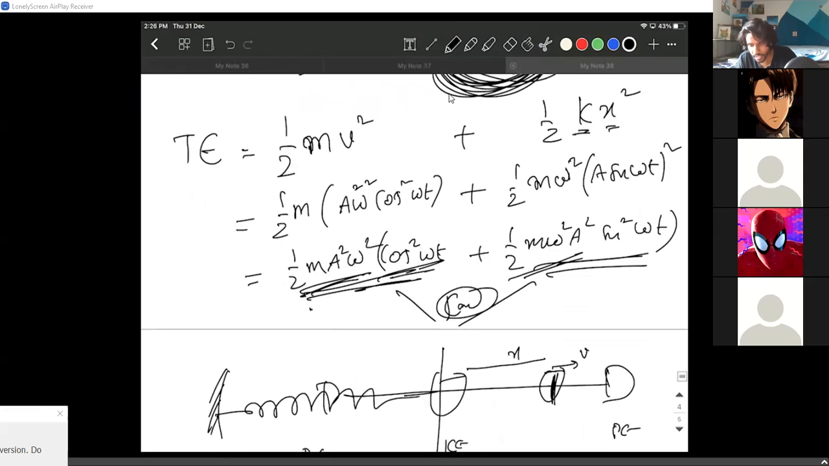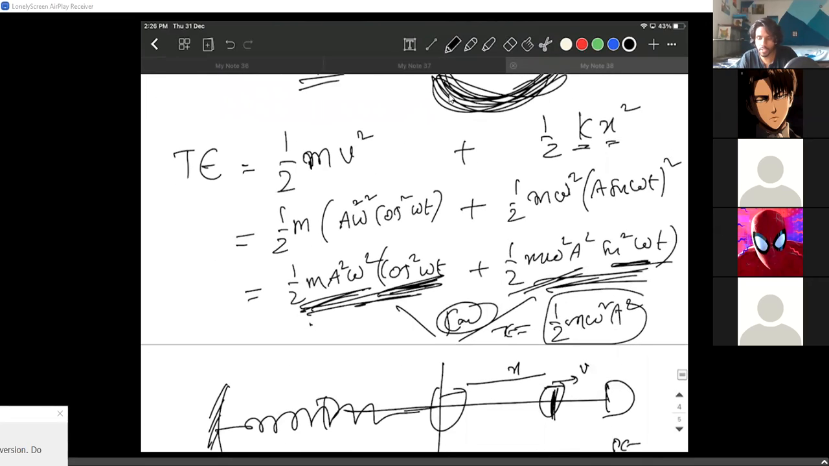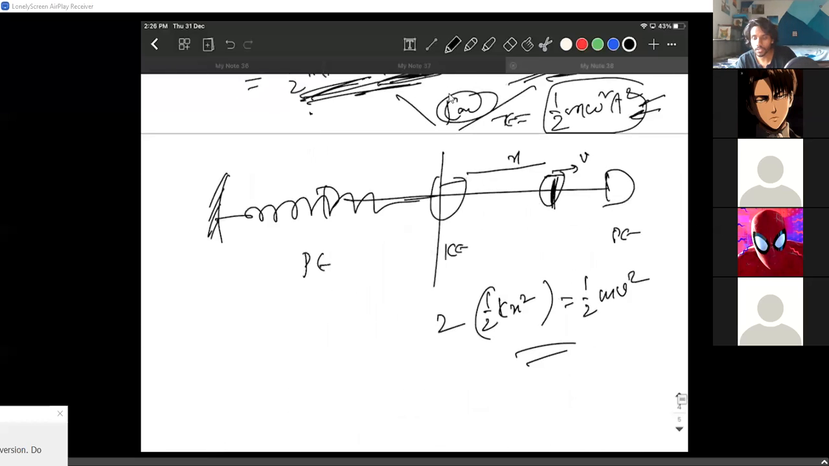Clearly, this value is varying, this value is varying, but when you add it, you get cos square theta plus sine square theta, which is actually equal to 1. So you will definitely get only half m omega square a square. That is the total energy, like I just showed you here. This is one way to put it, this is another way to put it. It doesn't matter which way you take it, you'll always get the same idea.